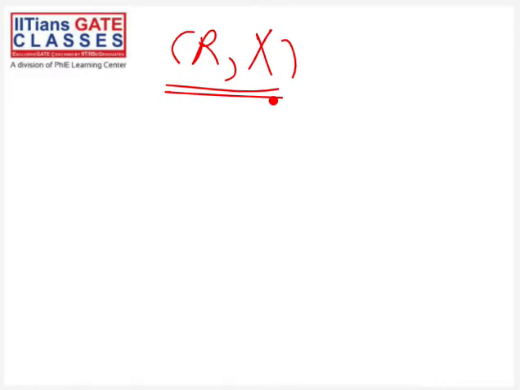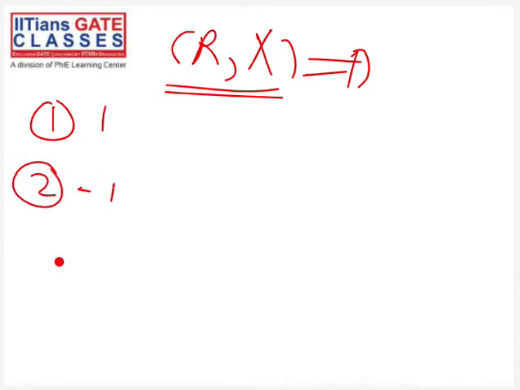Operation is multiplication, set of all real numbers. You need to tell me what is the identity element of, okay, this is multiplication operation, set of real numbers. What is the identity element of 1? What is the identity element of -1? What is the identity element of 0? Try this question. This might seem easy, but some trickery is involved.